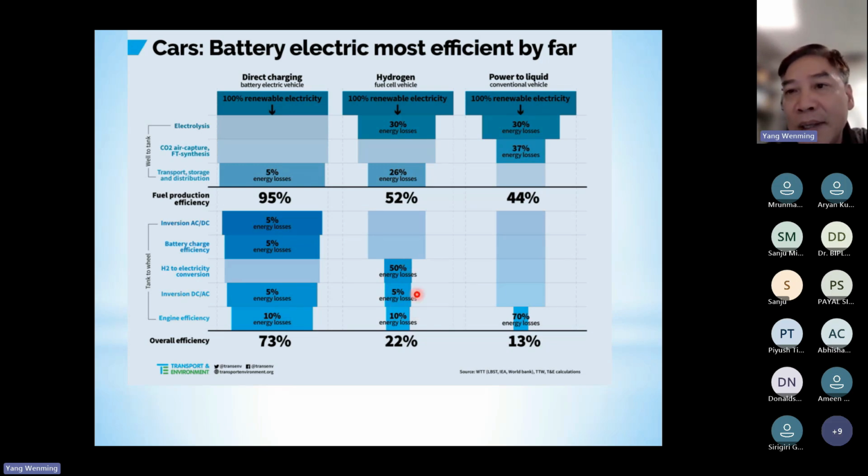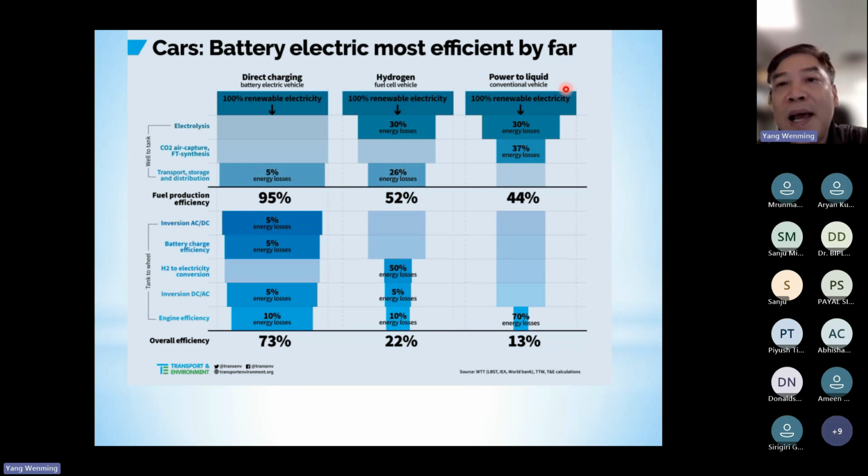And again, the DC to AC inversion, because the battery system stores DC and to power the electric engine it should be converted into AC. In this conversion from DC to AC, we have 5% energy loss. And the electric motor efficiency is 90%, so we lose another 10%. So the overall efficiency is about 22% for the hydrogen fuel cell.